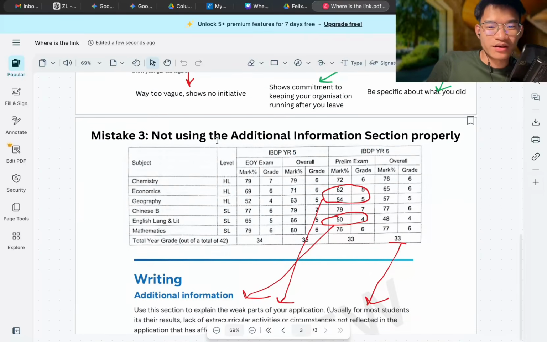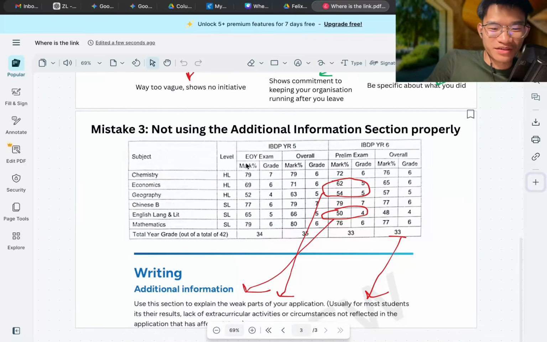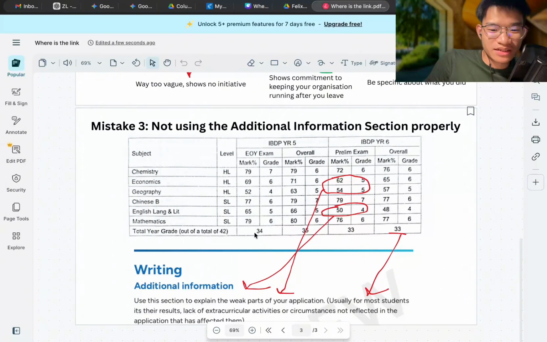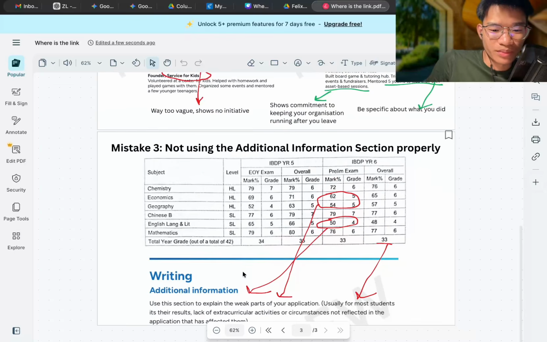The third mistake, oh god, and I'm going to expose myself by showing my grades here, is not using the additional information section properly.